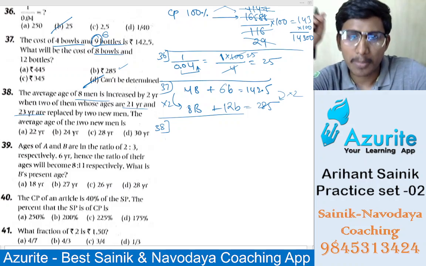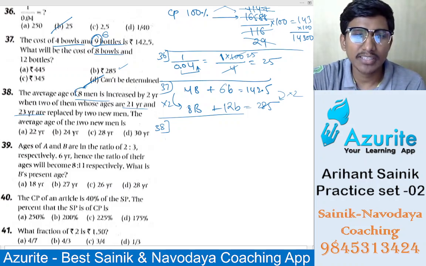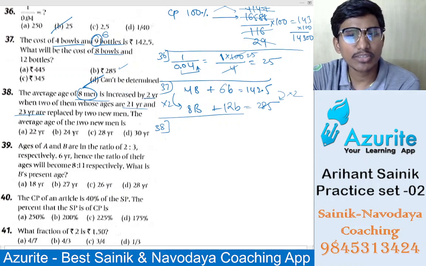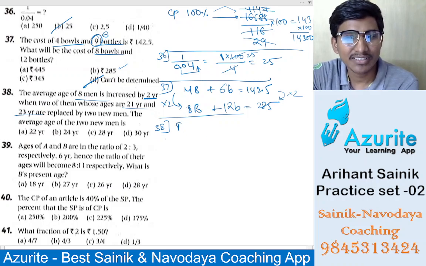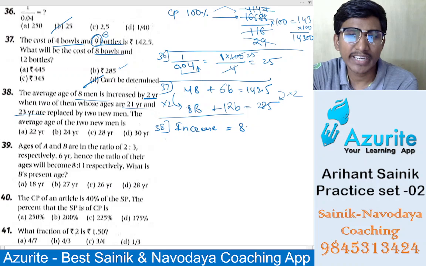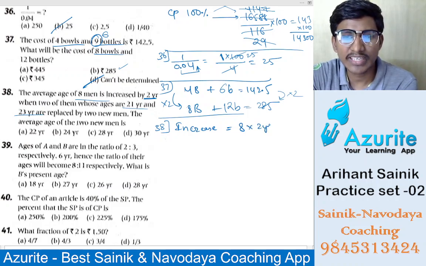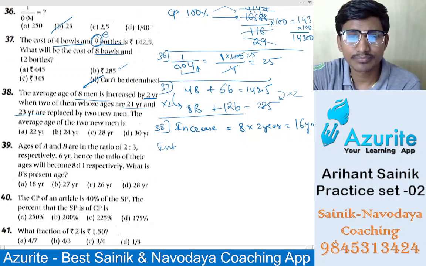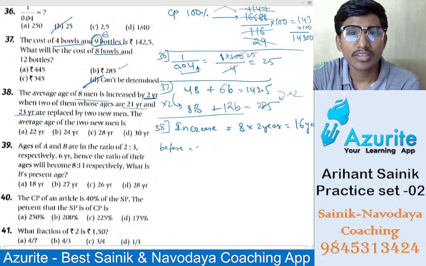so students, see here, I will tell the shortcut. 8 men are there, right? Yes, sir. The average increased by 2. So for 8 men, the average increased by 2 means how much increase? For 1 man it is 2. So 8 men will be 8 into 2, that is 16. Yes, 16 years it should increase. But here initially how much was there? Before, it was 21 plus 23.